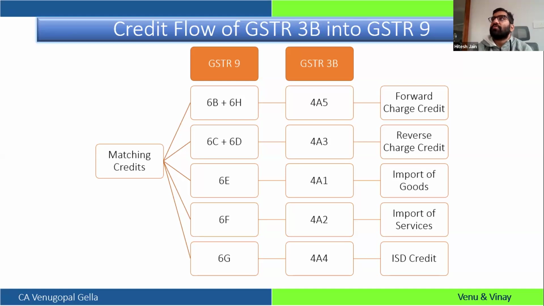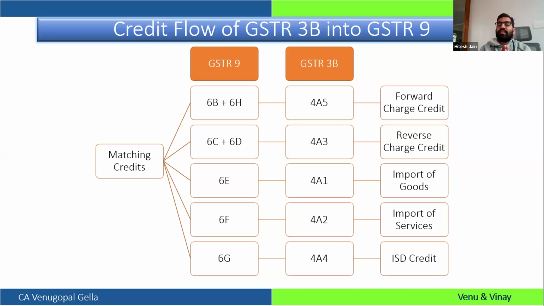4A1 of GSTR-3B relates to import of goods. If we have imported any goods of which ITC has been taken by us, it should be reported in table 4A1. Import of services gets reported in table 4A2. Tax which has been paid on a reverse charge basis by us, of which we take ITC, needs to be reported in table 4A3. Any ISD credit which we are receiving from our head office, we will report in 4A4. And all other forward charge credit, with regard to the term forward charge credit, we should determine the eligibility as well.